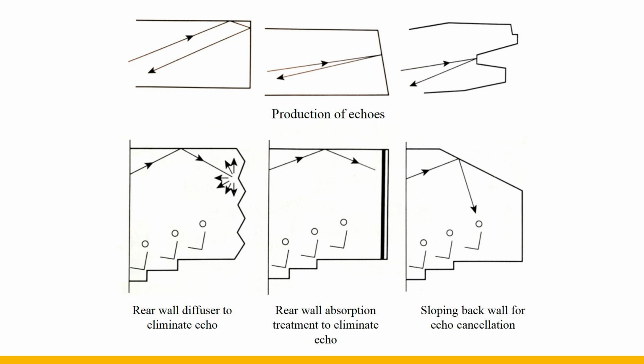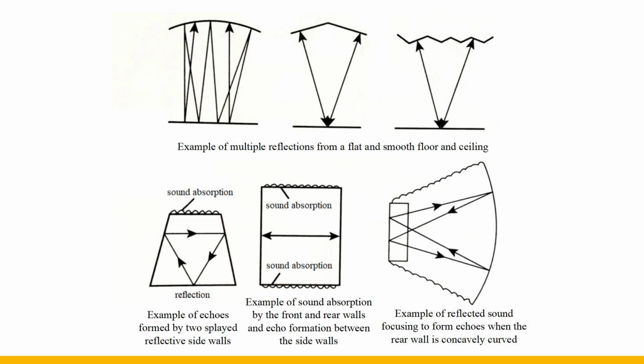The figure below shows the treatment method. You can diffuse and absorb sound on the rear wall, or adjust the inclination angle of the wall so that the reflected sound falls into the auditorium nearby. Multiple echoes are due to multiple repeated reflections between specific interfaces in the hall. In the auditorium-type hall, because the sound source is on the stage and the hall is full of audience, this phenomenon is not easy to occur.